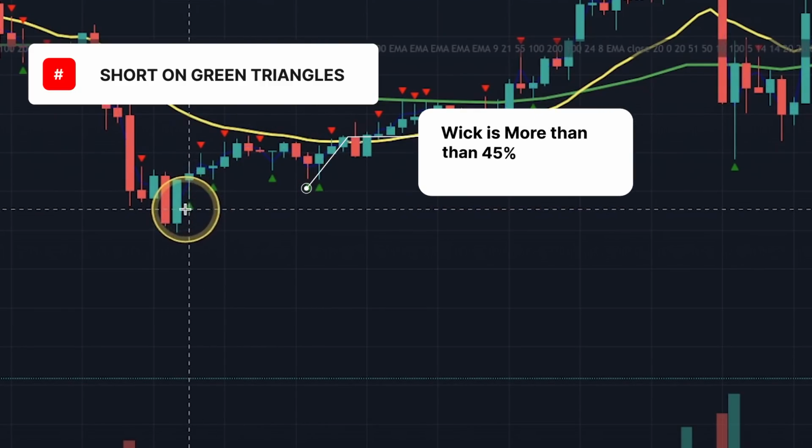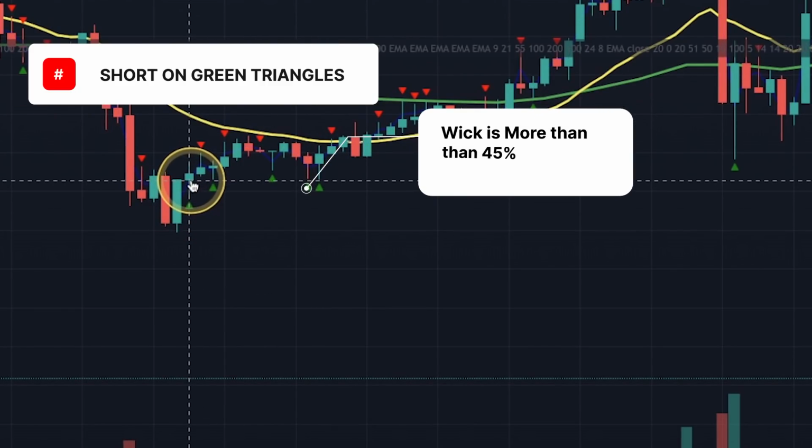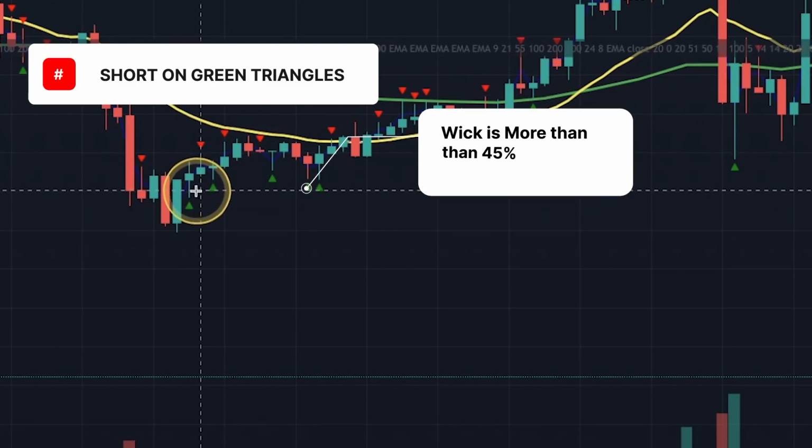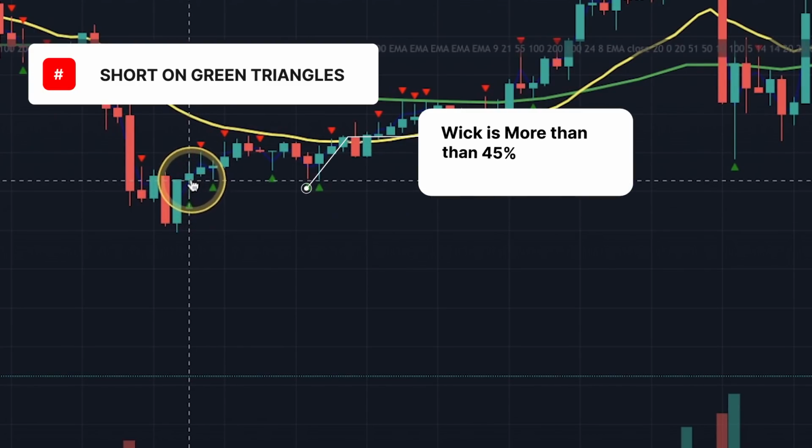Because what's happening here is this is considered a retracement bar. The reason being is this wick here is actually end.